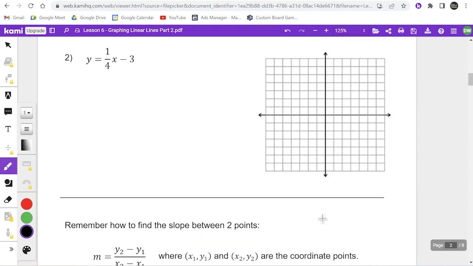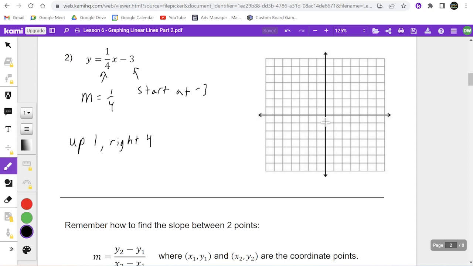Next one, why don't you try this one on your own? Y equals 1/4 x minus 3. Go ahead and pause the video and unpause it when you're ready to see the solution. Okay, you can unpause the video. The answer is, if we say the slope is 1/4, that means that we're going to be going up 1 and to the right by 4. And since b is negative 3, we're going to start at negative 3.